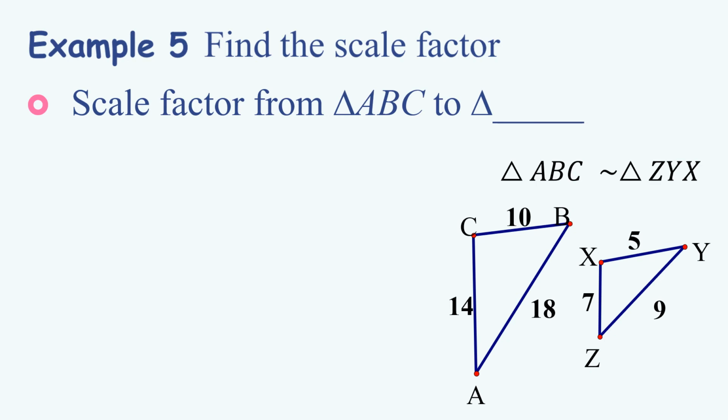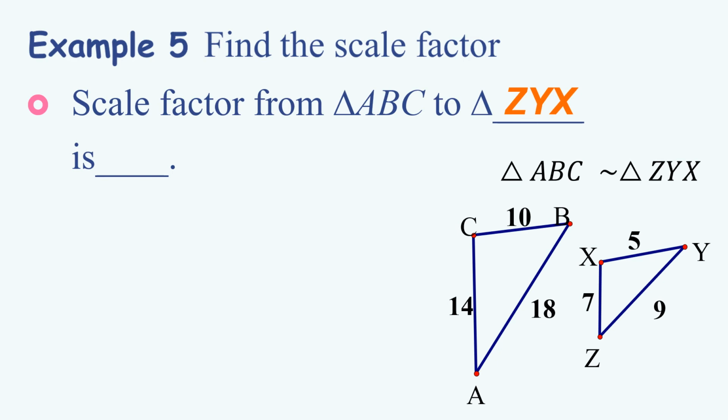And what I need to do is to find the scale factor from triangle ABC to the other triangle that it is similar to, respecting the order. So ABC is similar to the triangle CYX. And the scale factor is found like this. Since we are going from ABC to CYX, we're going to begin with one side of the triangle ABC. Let's choose AB and CY.